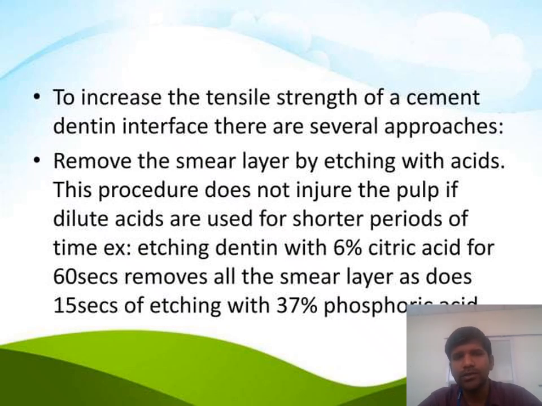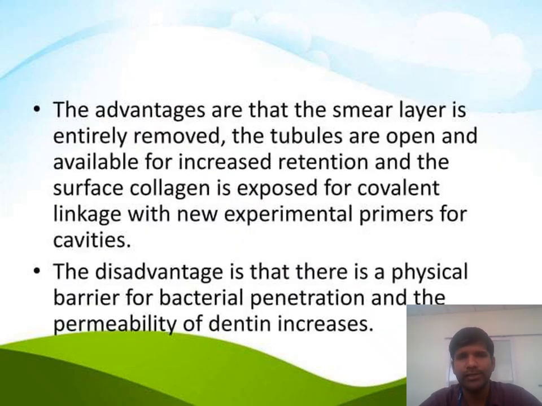The number one approach is to remove the smear layer by etching with acids. This procedure does not injure the pulp if dilute acids are used for shorter periods of time. For example, etching dentin with 6% citric acid for 60 seconds removes all the smear layer, as does 15 seconds of etching with 37% phosphoric acid.